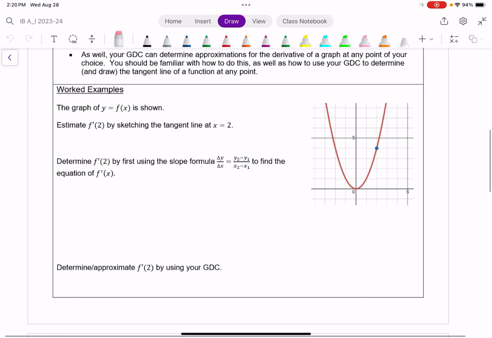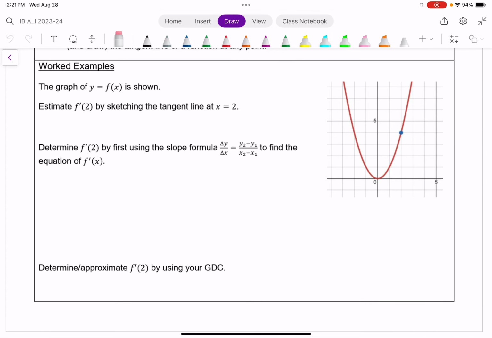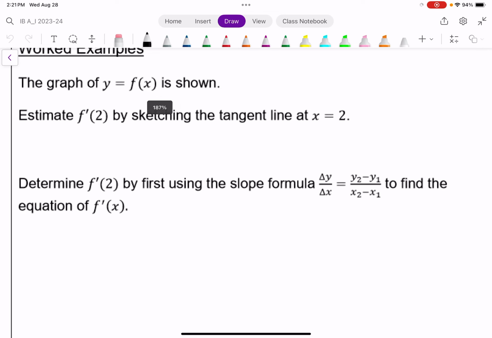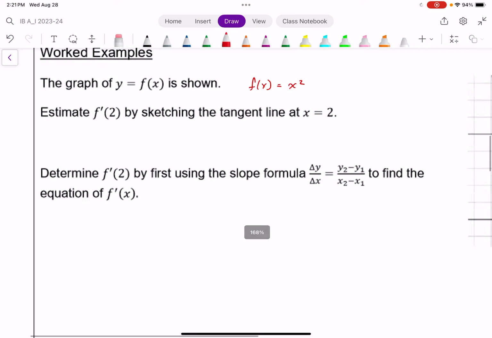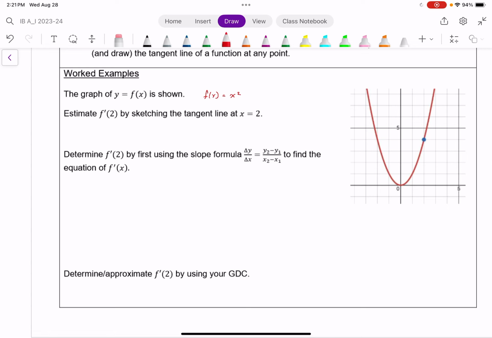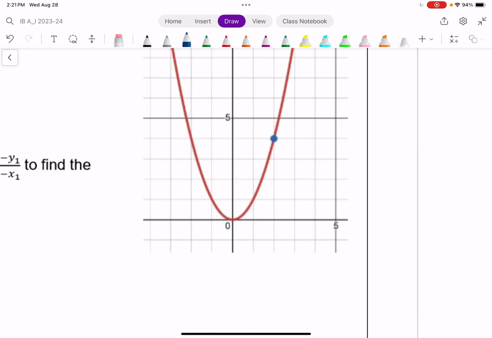So let's look at this nice simple graph here. I've got the graph of f of x, which if you look at it, you see it's x squared, so I'll just say here, f of x is x squared. And you can see this point at 2, or if I look at the coordinates of this point, it's at 2, 4.